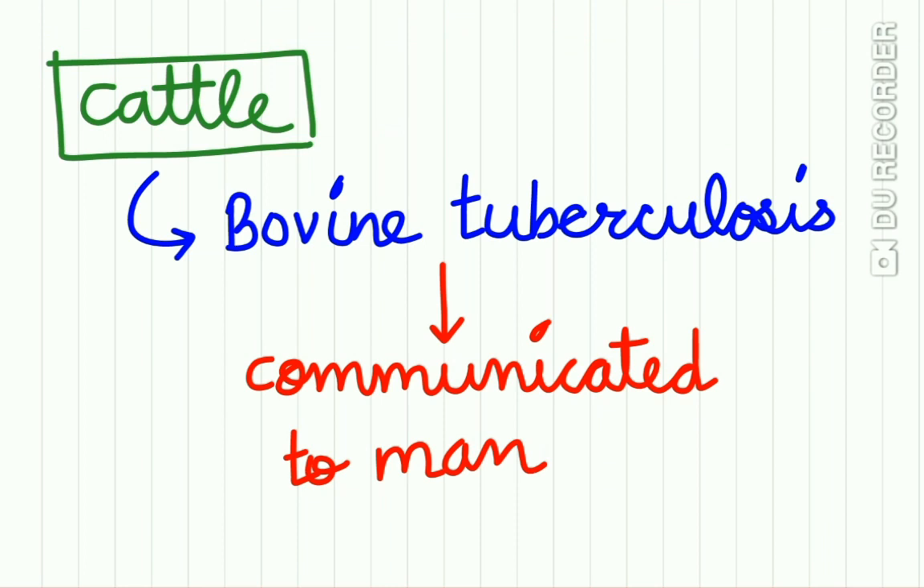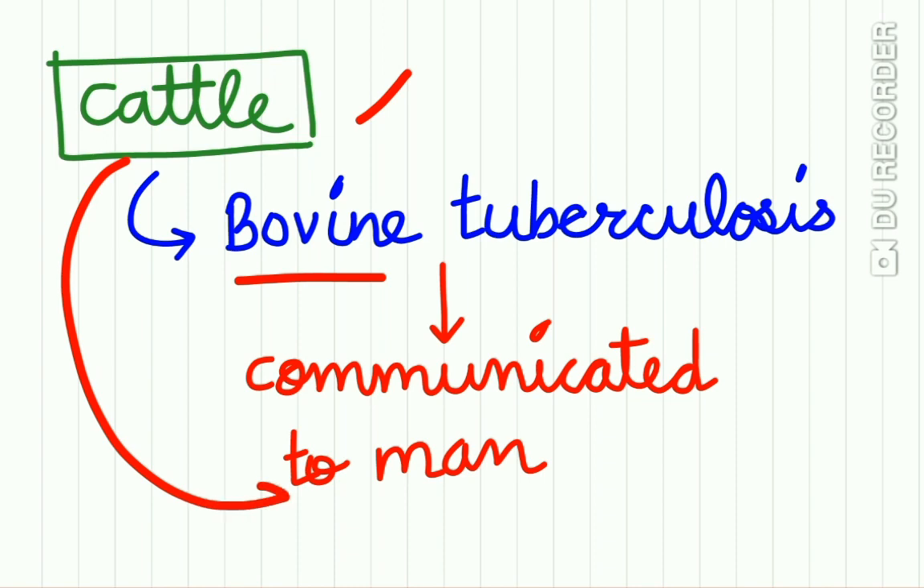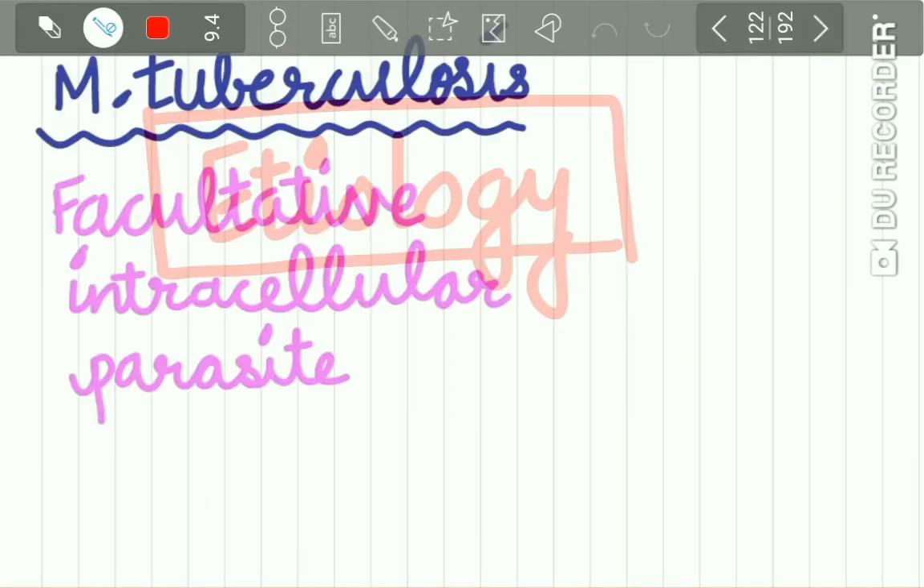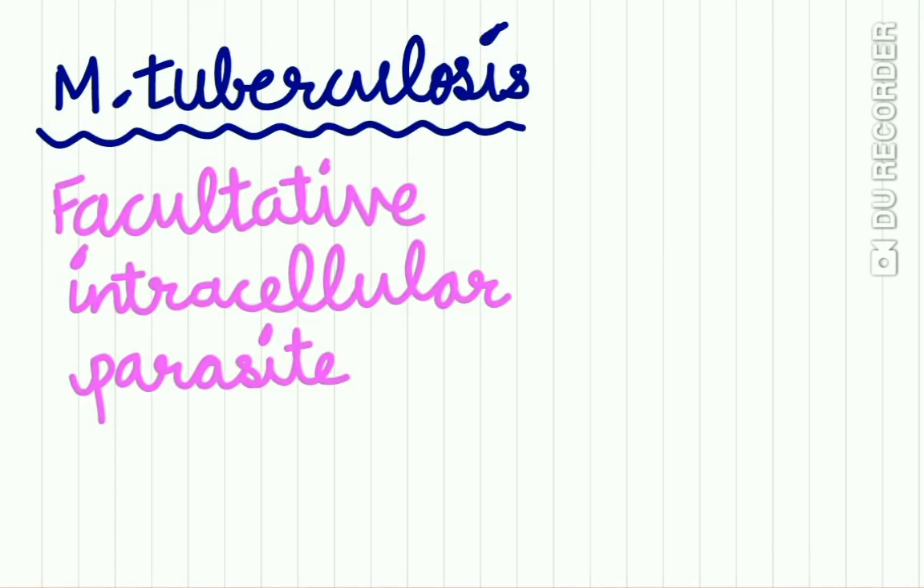Now, a specific type of tuberculosis which affects the cattle is known as bovine tuberculosis, and this bovine tuberculosis is sometimes communicated from the cattle to man. Now, the etiology of tuberculosis: it is caused by Mycobacterium tuberculosis, which is a facultative intracellular parasite.